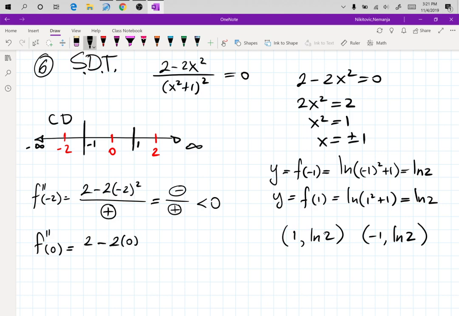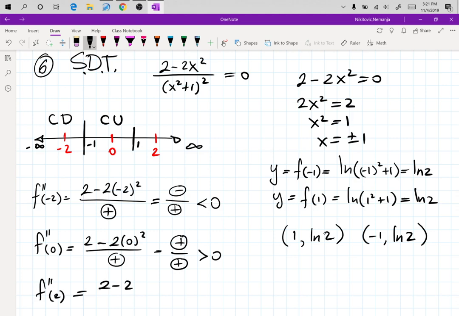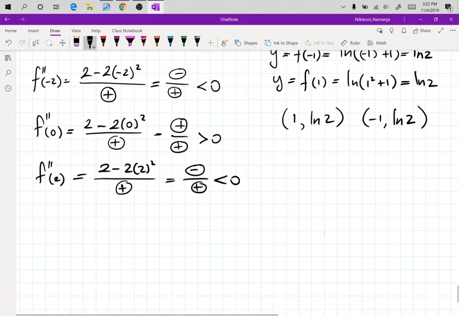2 minus 2 times 0 squared divided by something positive, because the denominator will always be positive because the whole denominator is squared. That always produces positive numbers. So I have now positive divided by a positive that's larger than 0, so I have a concave up in the middle. And then f double prime at 2 is going to be 2 minus 2 times 2 squared divided by something positive. It's going to be negative divided by positive, again less than 0. And we have a concave down. That's it. We can graph.